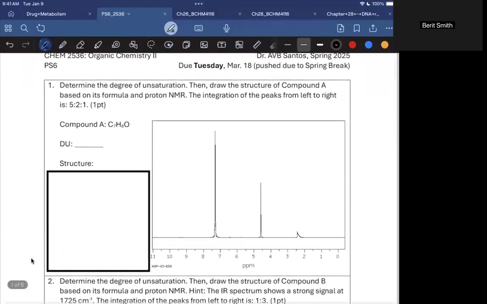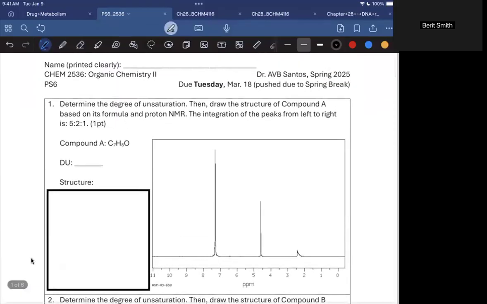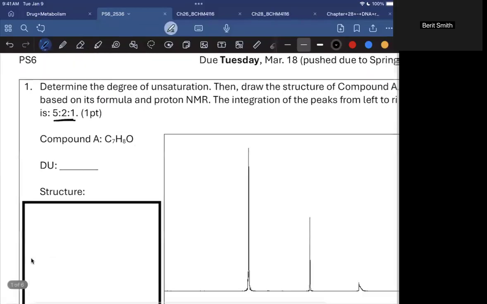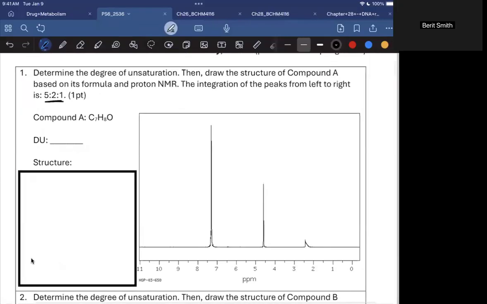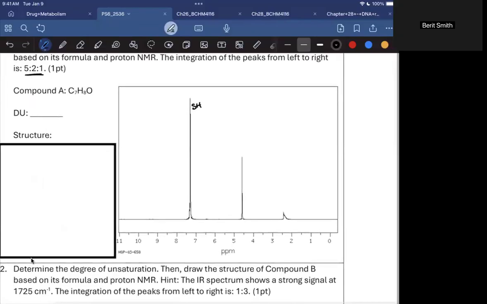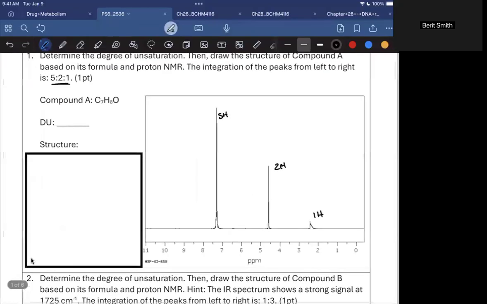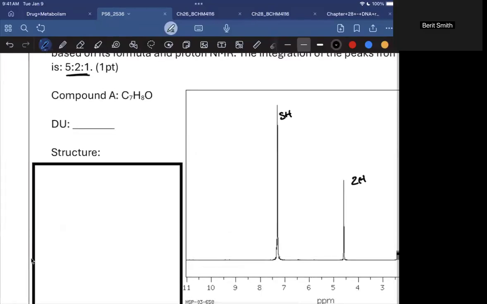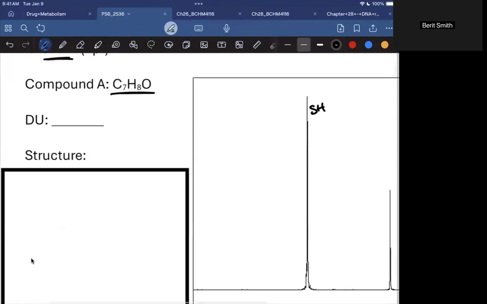So first thing here that I notice is the 5, 2, 1 for the integration of the peaks. So I'm just gonna go ahead and write that out on top of the peaks themselves so that it's easier to visualize everything. And then the first thing I do when I start these problems, especially since you're given a molecular formula, you can easily just calculate the DU. So that's going to be, there's 7 carbons minus half the hydrogens plus 1, and that's going to give you 4.